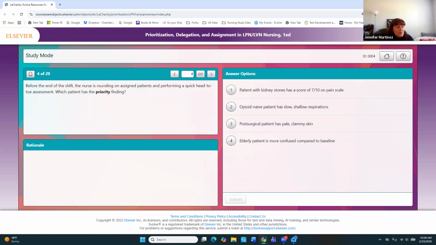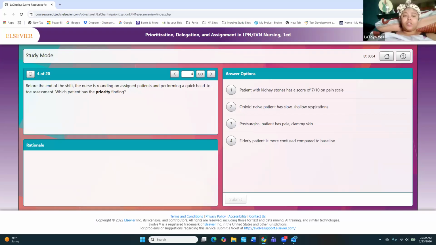All right. Before the end of the shift, the nurse is rounding on assigned patients and performing a quick head-to-toe assessment. Which patient has the priority finding? We have a patient with kidney stones with a pain score of 7 out of 10. An opioid naive patient has slow, shallow respirations. A post-surgical patient has pale, clammy skin. Or an elderly patient is more confused compared to baseline. Which one of those has the priority finding?